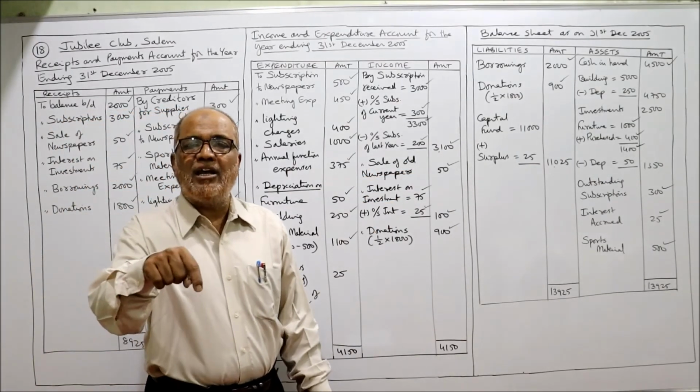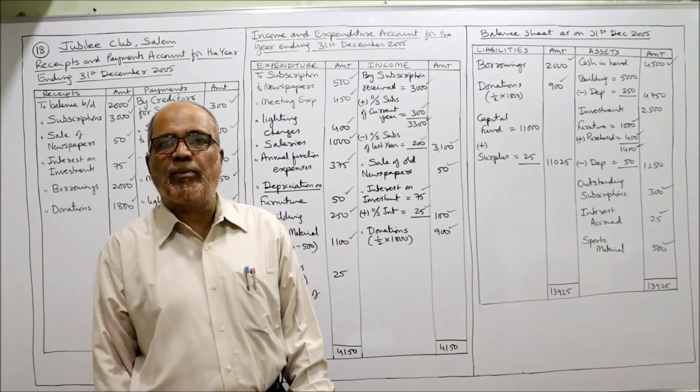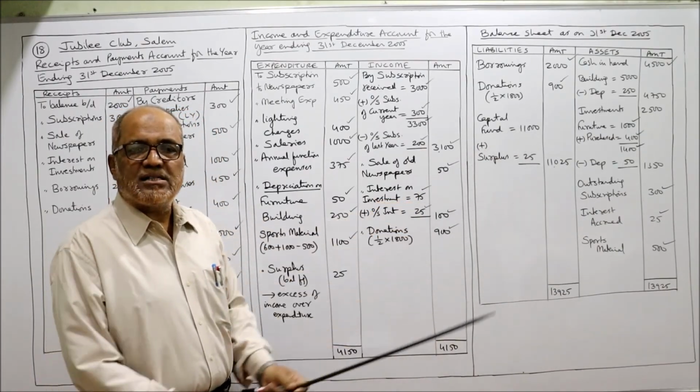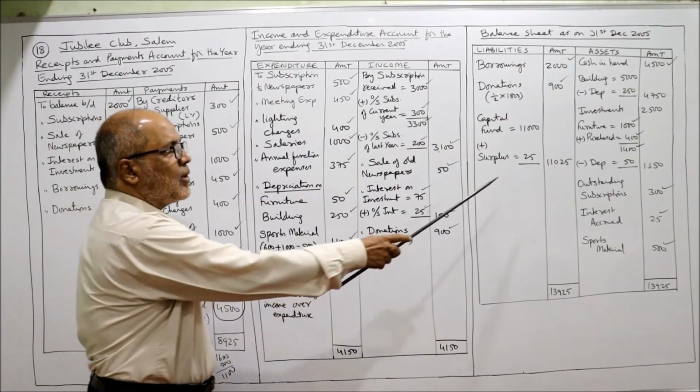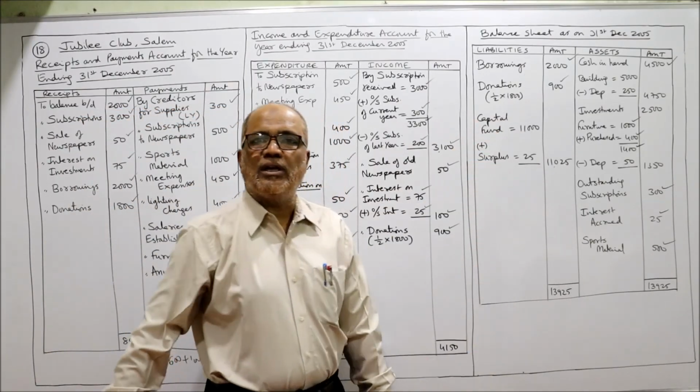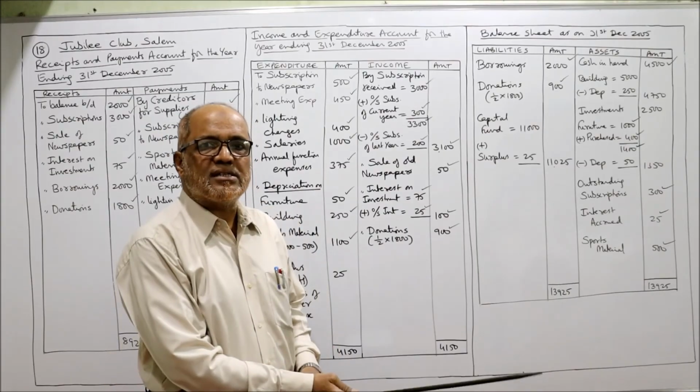Capital fund at the beginning of the year, 11,000 rupees, is given in the problem. To this you add surplus. 25 surplus, you add, 11,020. Liability side total 13,925. Now come to asset side.